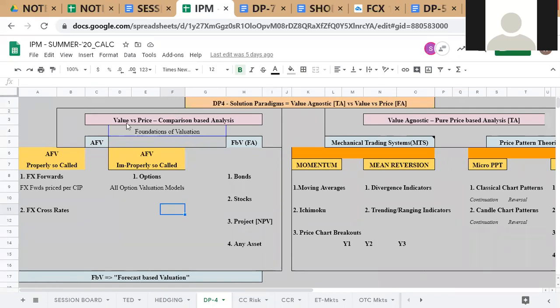One is what we call the value versus price approach, and one is the value agnostic approach. So these are the two splits, and then within this there are other splits. This part is basically the TA part. This is technical analysis, all right? And this part on the left-hand side is the FA part of it. There are other parts here also, which we come to.